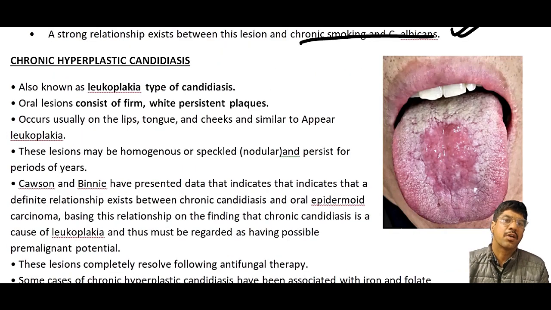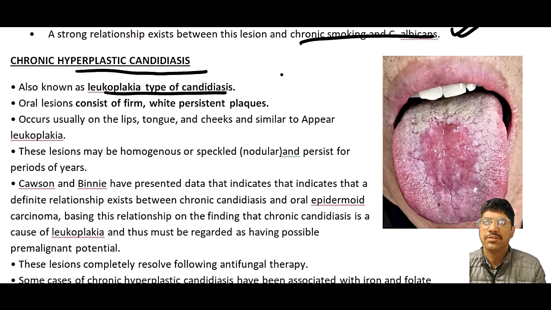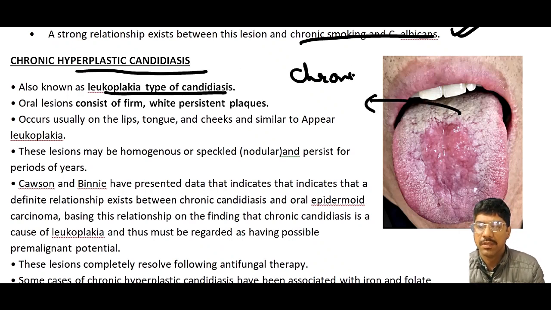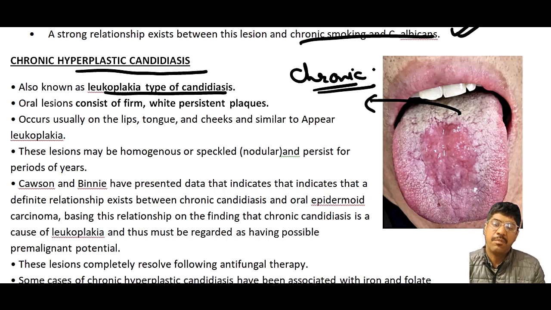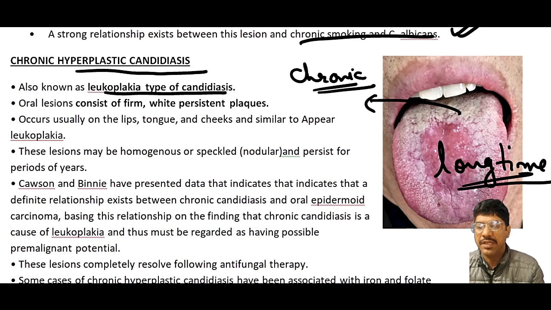The next is chronic hyperplastic candidiasis. It is also known as leukoplakia type of candidiasis. This kind of candidiasis creates a firm white patch that sticks around for a long time. These patches are usually found on the lips, tongue, and inside of the cheeks.